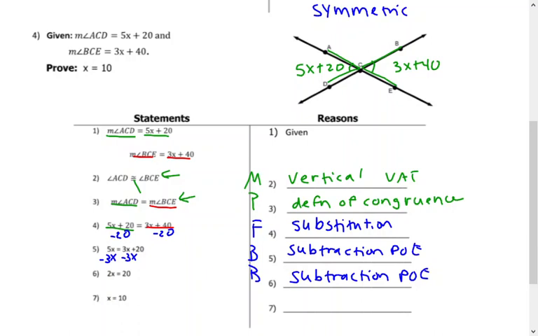To get from 2x to x, what we did was we divided both sides by 2, and that is the division property. The division property is choice D.